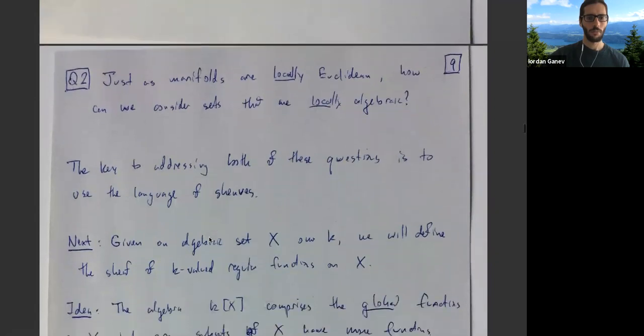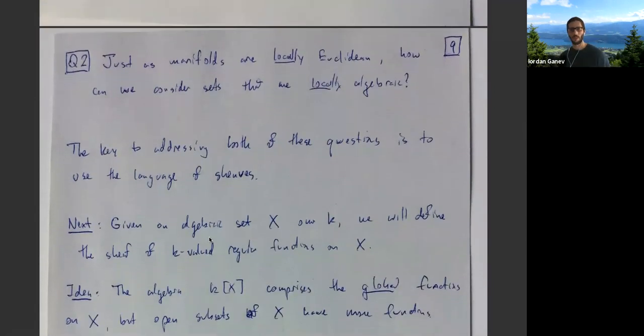The other motivating question is this kind of analogy with manifold geometry. So in a class on manifolds, you learn that manifolds are locally Euclidean. But we want to think about, in this setting, topological spaces, so more than just sets. I wrote sets here, but really it should be topological spaces that are locally algebraic sets with the Zariski topology. And so these are two motivating questions, and it turns out that the key to addressing both of these questions is to use the language of sheaves.